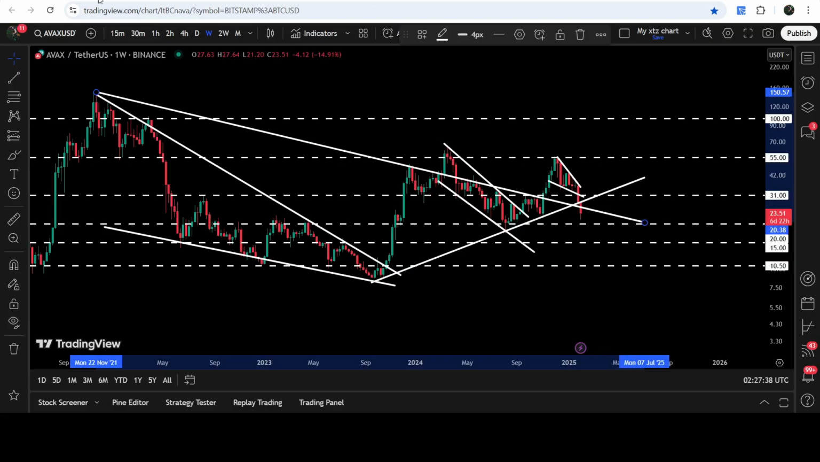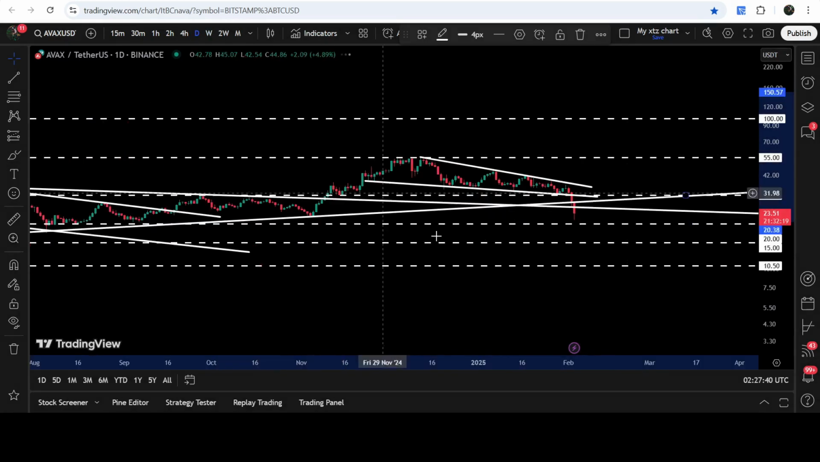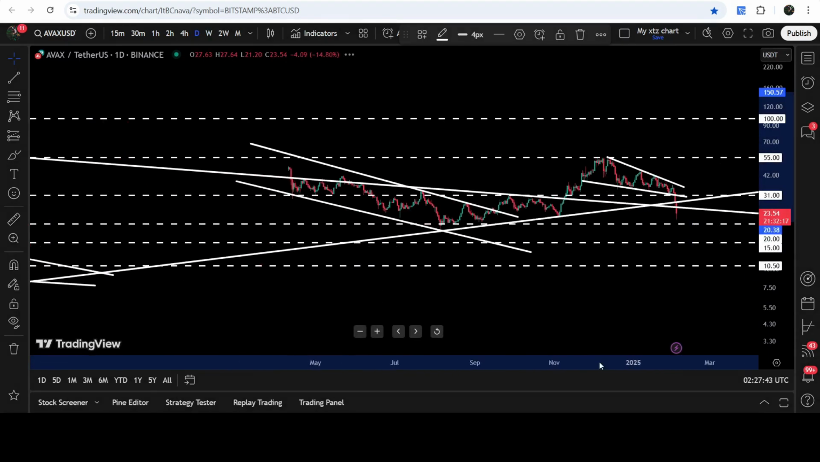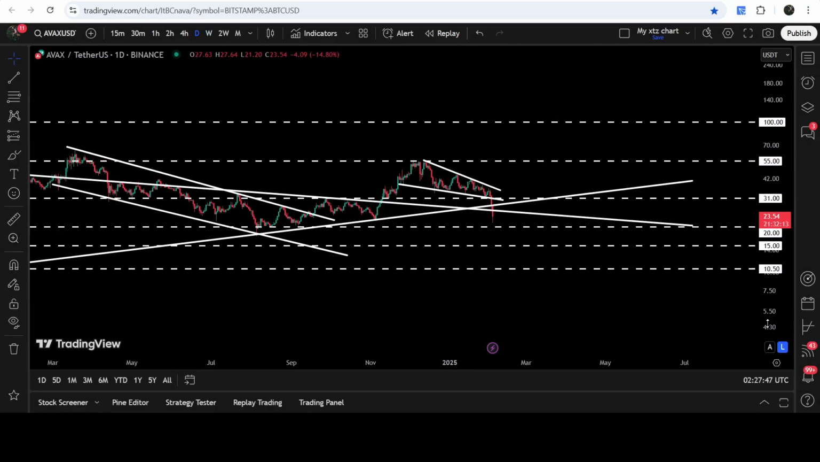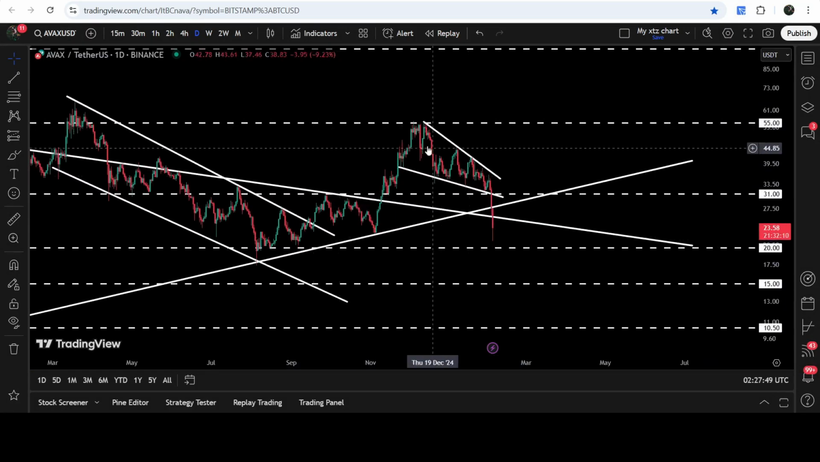Now let me take you to the live chart of Avalanche. First of all, let me show you the daily time frame chart. Here you can see that recently we broke out of this channel. After the breakout, we had a nice rally, and the price formed another falling wedge pattern after getting rejected by this long-term resistance of $55.